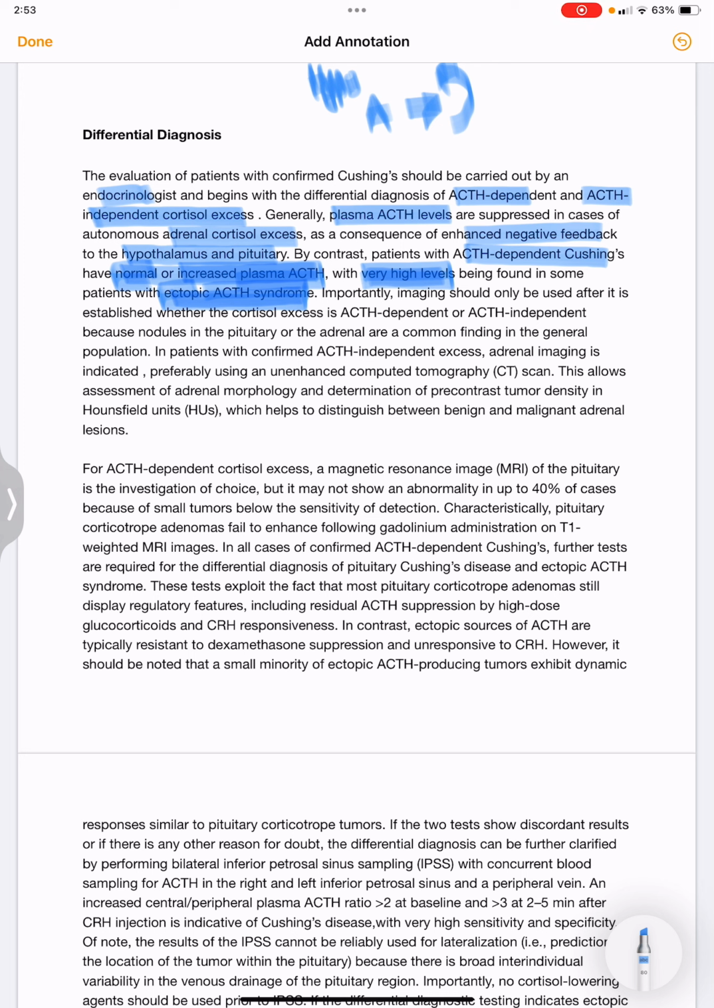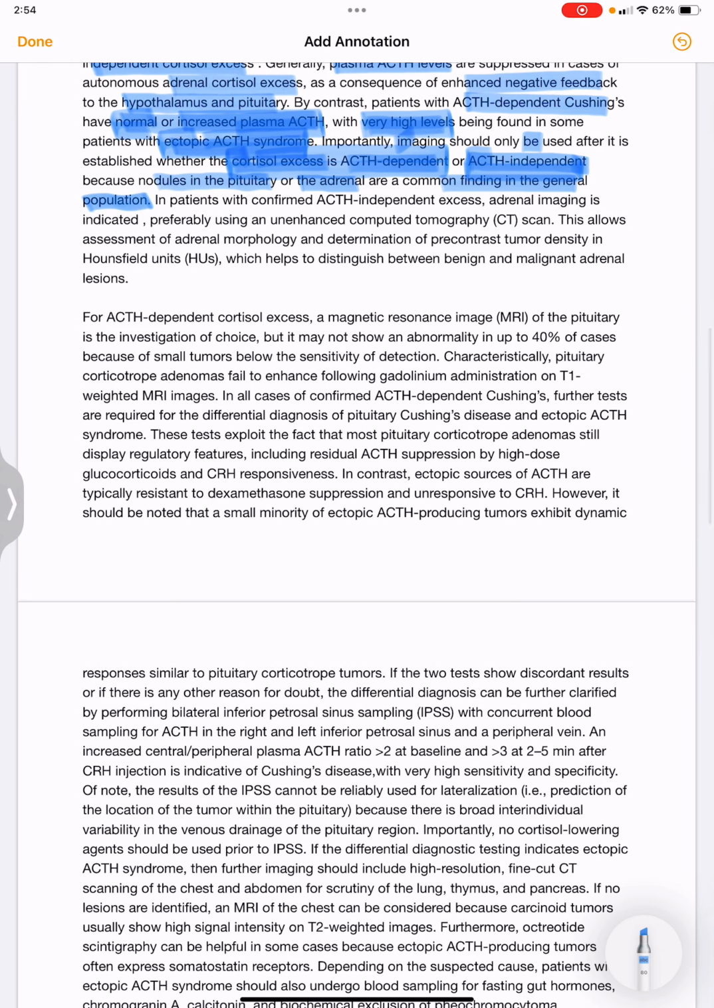Importantly, imaging should only be used after it is established whether the cortisol excess is ACTH dependent or ACTH independent, because nodules in the pituitary or the adrenal are a common finding in the general population. Generally, if you do imaging straight away, there will be nodules. From those nodules we can't establish whether they are causing disease or not. So imaging should only be used after it is established whether the cortisol excess is ACTH dependent or ACTH independent.